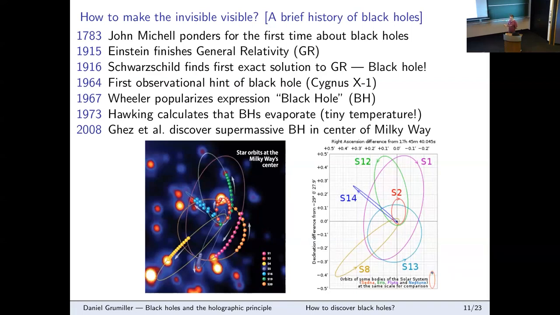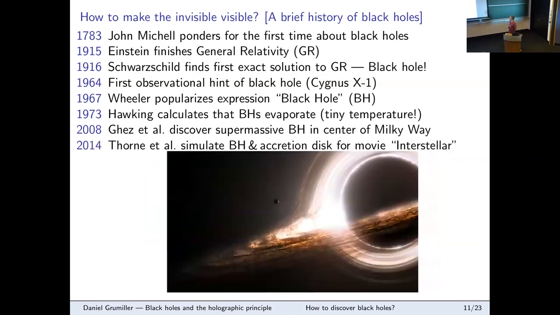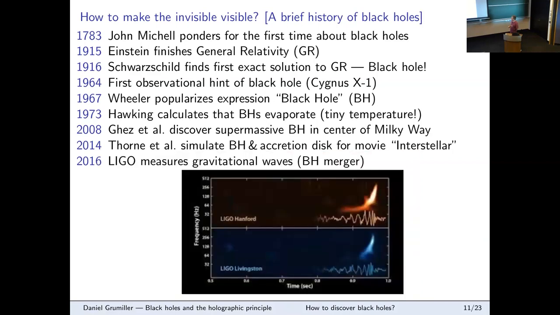Genzel and collaborators discovered the supermassive black hole in the center of the Milky Way by observing the Kepler orbits. In a few minutes, I'll show you a movie on these Kepler orbits. Then 2014, Kip Thorne and friends simulated black hole accretion disks for the movie Interstellar. So this is this black hole Gargantua that you've seen already.